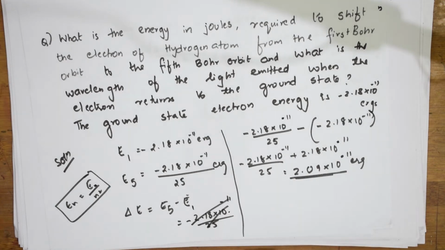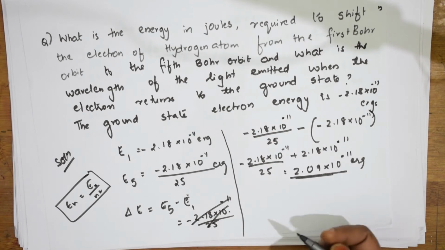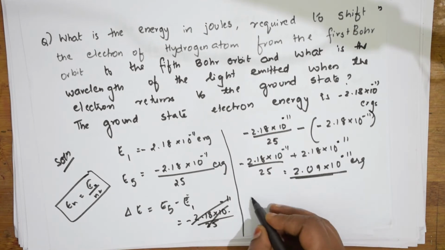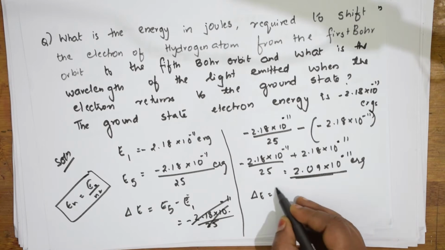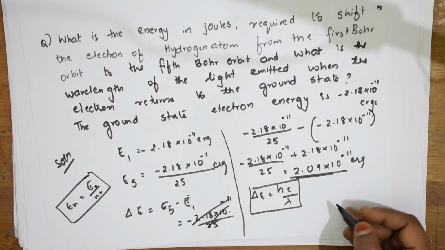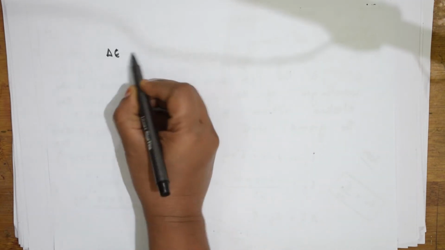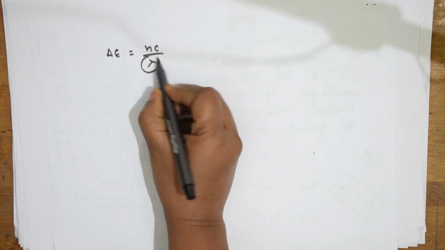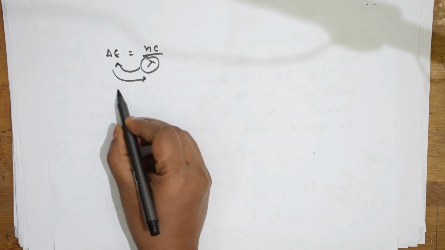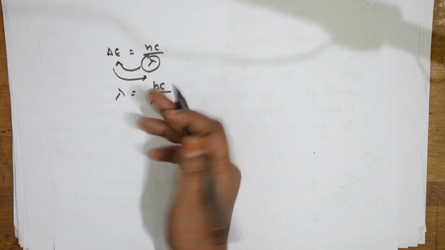Now what did they ask me? Apart from the energy, they've asked me to find the wavelength also. What is the formula we have studied for the wavelength? Delta E is equal to hc by lambda. Let me turn the page and use it. Delta E is equal to hc by lambda. I need to find lambda, so lambda is equal to hc by delta E. The delta E value we already got.